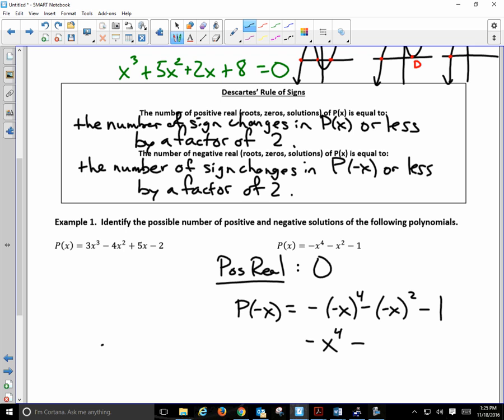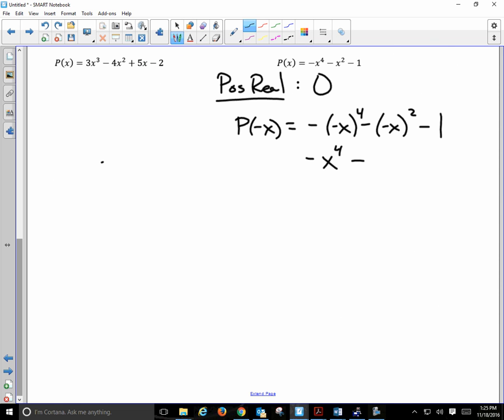Descartes says that we have to do p of negative x. Descartes says if you want to know the number of positive real solutions, we look at p of x. If we want to know the number of negative, we have to do p of negative x. Negative x squared is x squared. Attached to negative, it's a minus x squared. And I have a minus 1. So now we use that to identify the number of negative real.